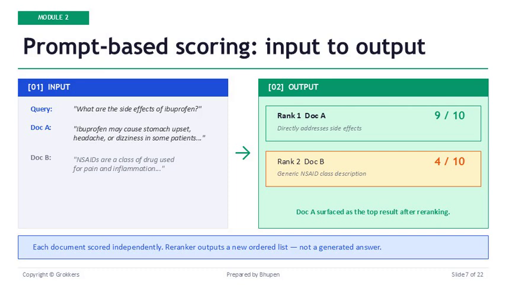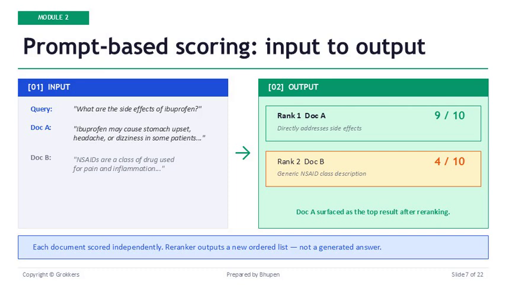But watch what happens when the LLM scores them. Doc A gets a 9 out of 10 because it directly addresses the specific question about side effects. Doc B gets a 4. It's related, sure, but it's like asking about the weather in Paris and getting a geography textbook about France. Relevant, technically. Helpful? Not really.